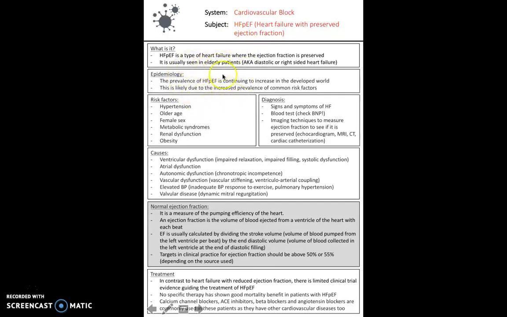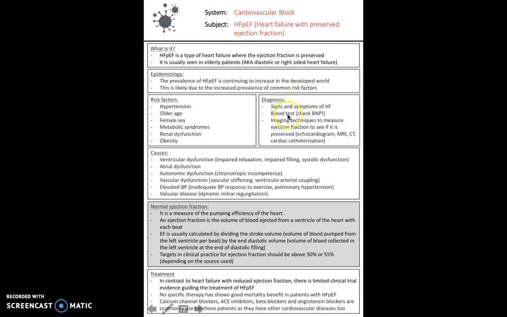The prevalence of preserved ejection fraction heart failure is actually increasing within the developing world, and this is due to increased prevalence of common risk factors such as hypertension, an increase in elderly population, female sex, metabolic syndromes, renal dysfunction and obesity, all risk factors that are gradually increasing in the developing world and therefore increasing the prevalence of heart failure with preserved ejection fraction.